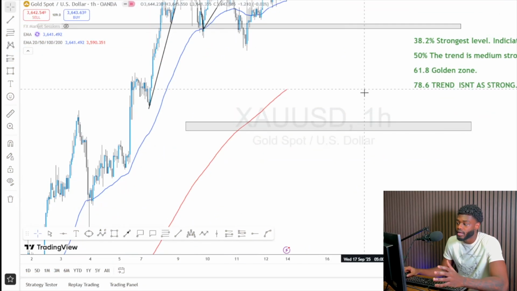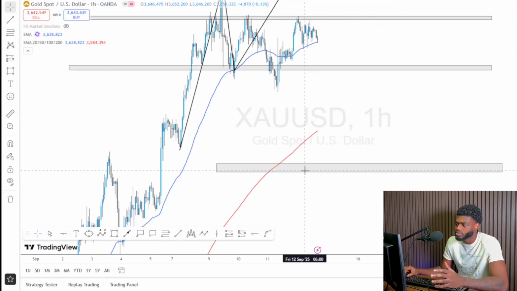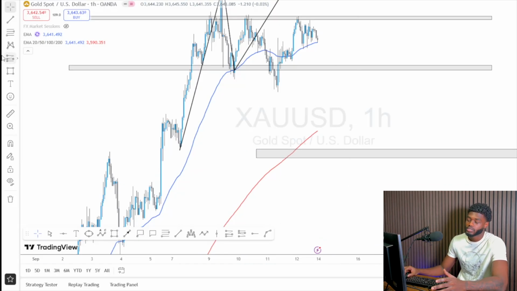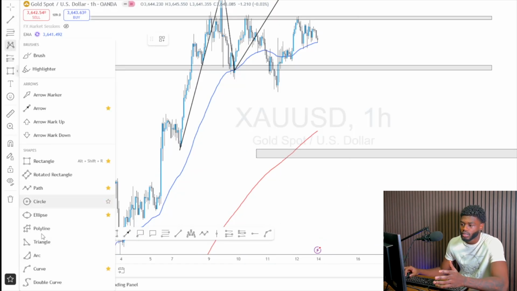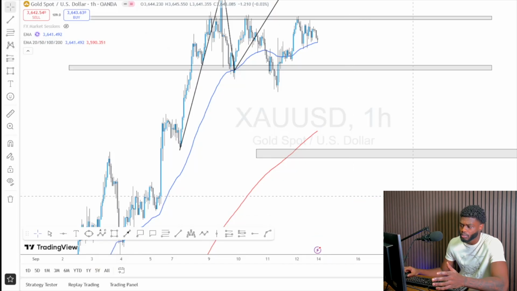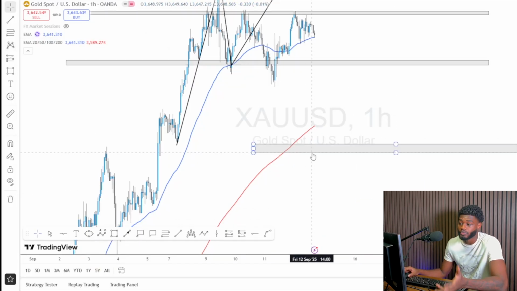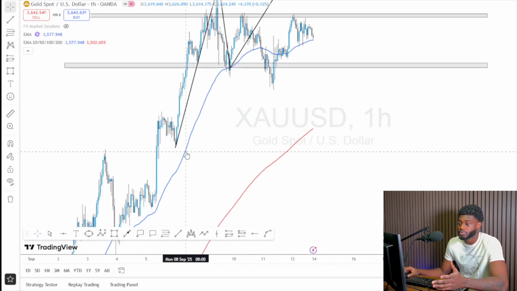Sticking to the tools that we already have, we already talked about the Fibonacci retracement. So now let's dive into the rectangle. What is the point of the rectangle itself? Like I said, you can find the tools right here. The point of the rectangle is pretty much how you're going to draw your zones. So pretty much your support or resistance zones, right?